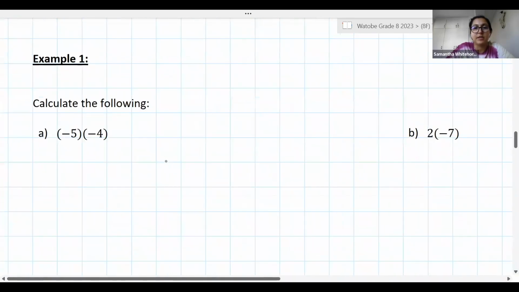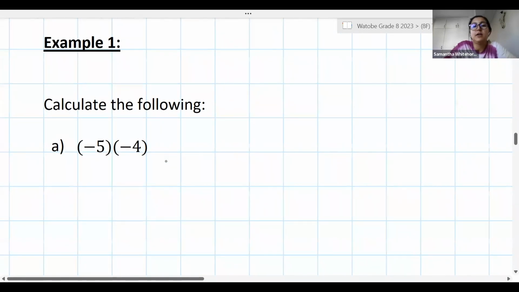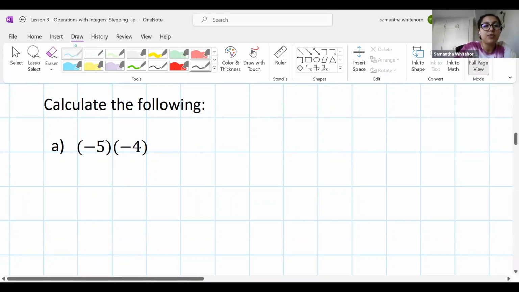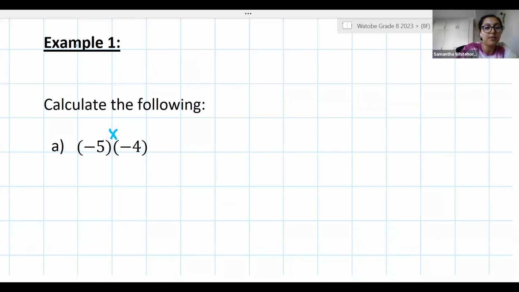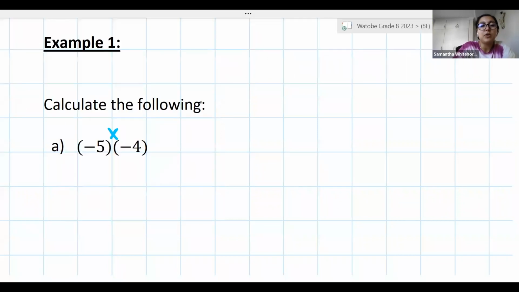Right, so let's have a look at some examples here. So our first example, we've got open bracket, -5, close bracket, open bracket, -4, close bracket. Now, what we need to remember here is that whenever we've got two brackets right next to each other, the operation that we're working with is multiplication. If there's no sign in between the brackets, we assume that we are multiplying.